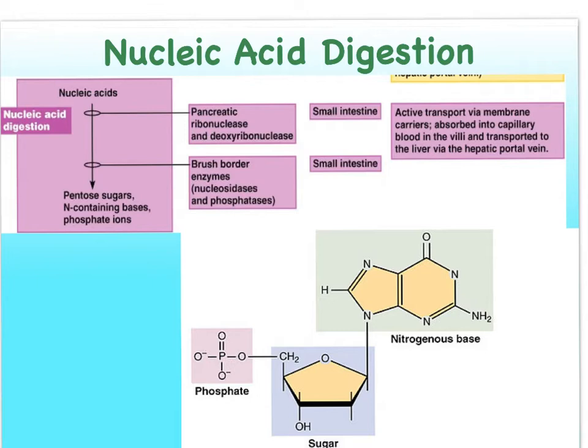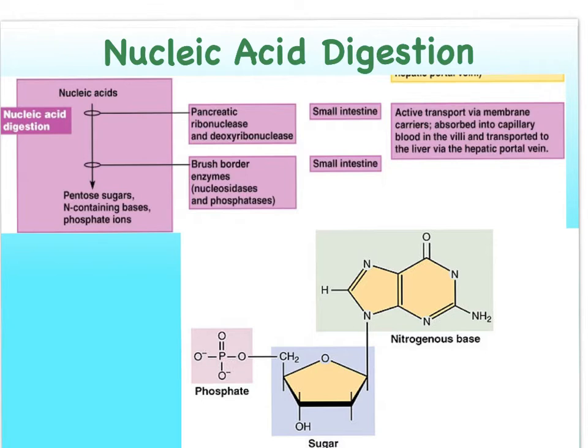So when nucleic acids arrive in the small intestine, they have not been touched in the mouth, they have not been touched in the stomach. It's not until the pancreas can secrete ribonucleases and deoxyribonucleases into the small intestine that the nucleic acids can start to be broken up into their more individual nucleotides. And then there are brush border enzymes that can continue to work on these nucleotides, such as nucleosidases and phosphatases, such that we end up with our individual pentose sugars, our individual phosphate groups, our individual nitrogenous bases.